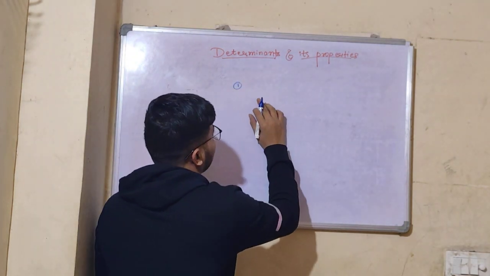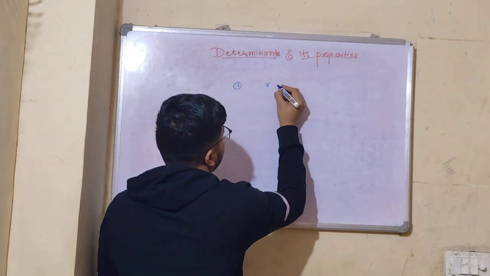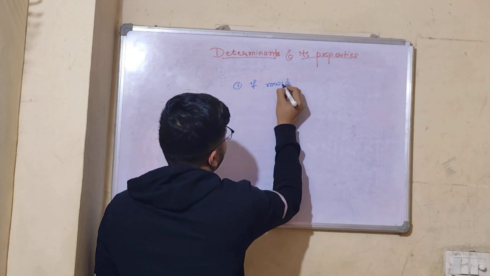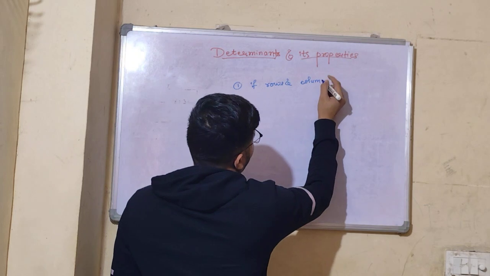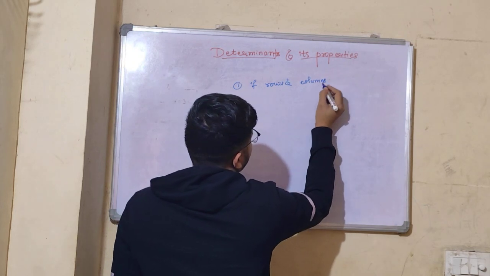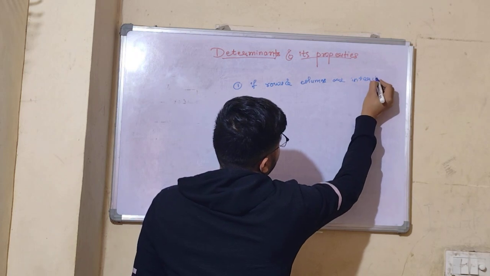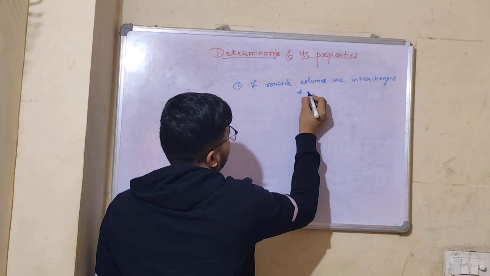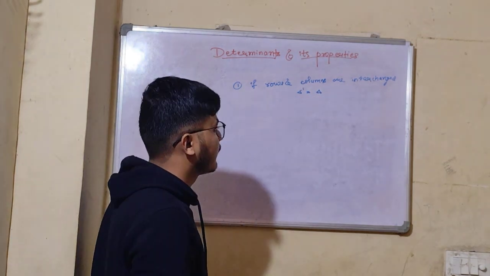So the first property is, if we interchange the rows and columns of a determinant, if rows and columns are interchanged, then the value will remain the same. And the value of the delta will remain the same.